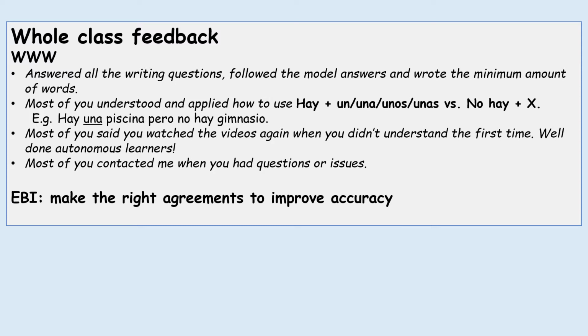Most of you understood and applied how to use "hay" plus "una, unos o unas", and "no hay" followed by nothing. For example, "hay una piscina, pero no hay gimnasio." And I was very pleased to see that you understood that rule.